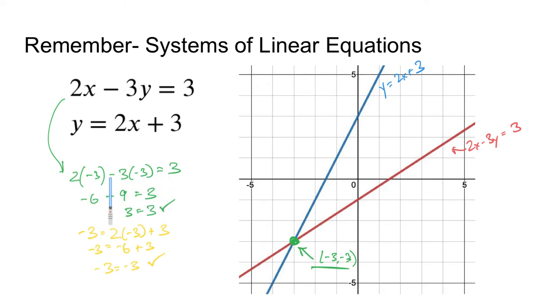I plug -3, -3 into the first equation and I end up with 3 equals 3. I did the same with the second equation, replacing the x and the y with -3, and I got -3 equals -3. That's the only coordinate pair that will satisfy both equations. So that's what we're going to be looking for as we move forward through this section.